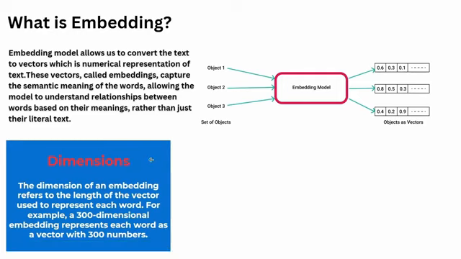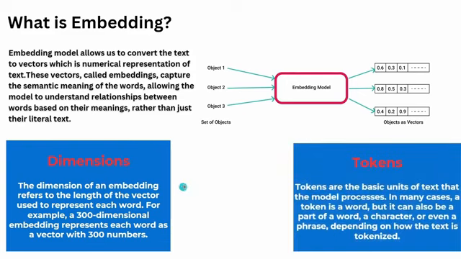For example, take my name, Sam. Sam is a human being, and his gender is male. Those are all features, and you can consider those features as dimensions. Next we have a token. Tokens are basically the unit of text that a model processes. A token can be a word, a character, or even a phrase, depending on how the text is tokenized.